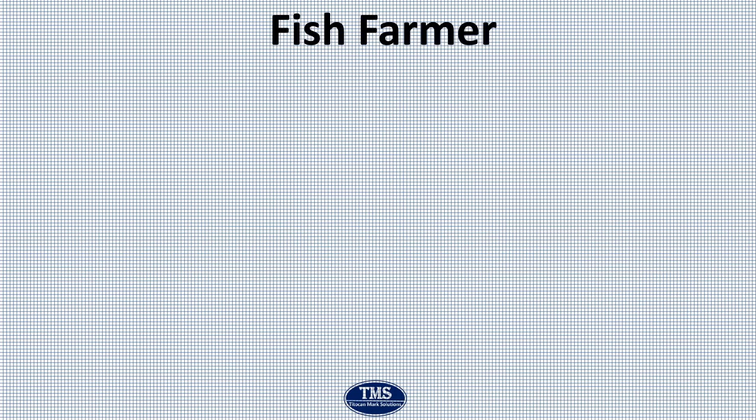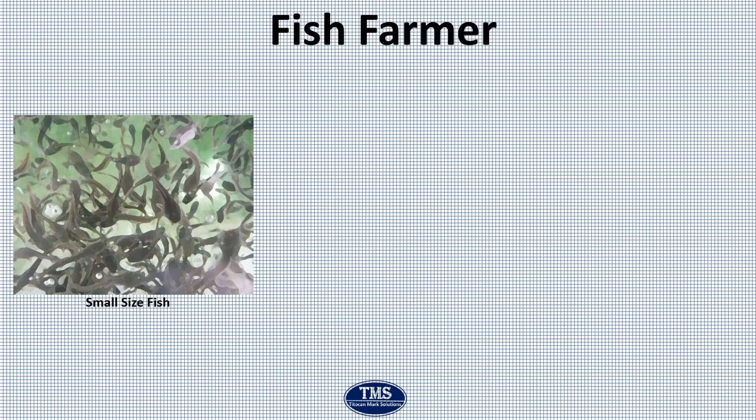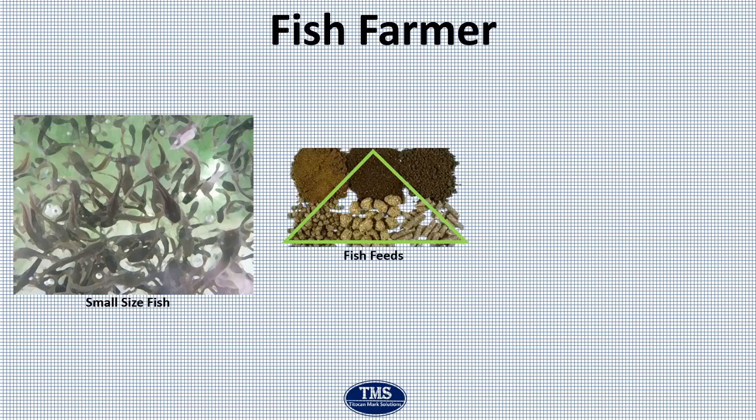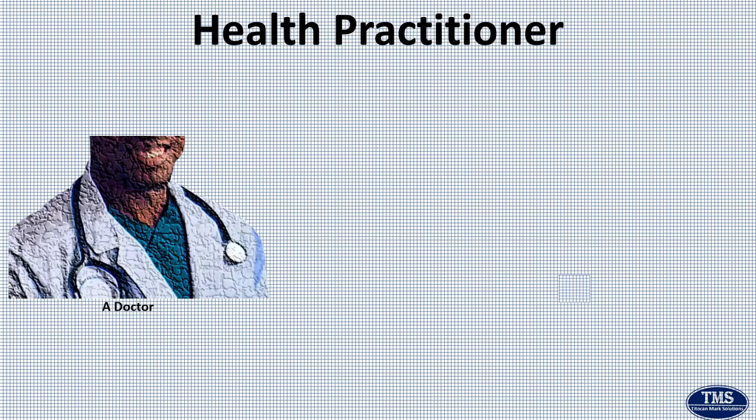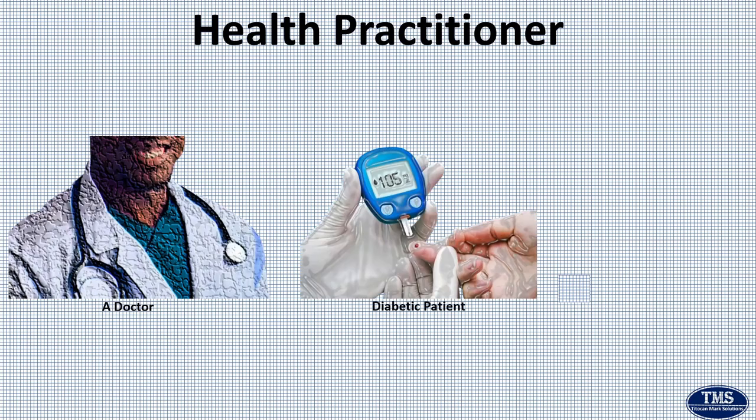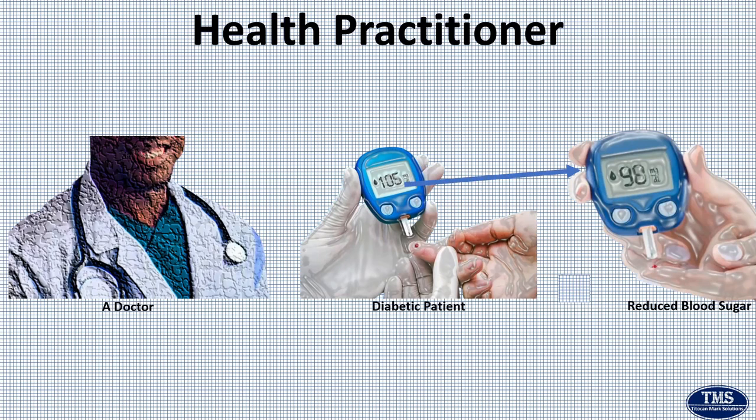If you are a fish farmer who cultures catfish by administering high protein content feeds, your expectations will be to see your catfish get bigger in weight after a period of time. If you are a health practitioner, such as a medical doctor, and you have patients you are treating for diabetes, for example, your expectations will be to see the blood sugar of the patients reduces after a period of time.